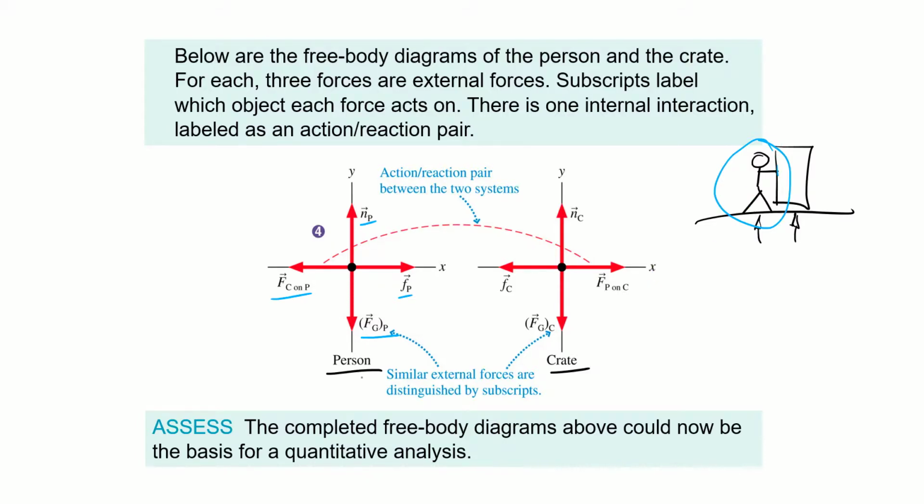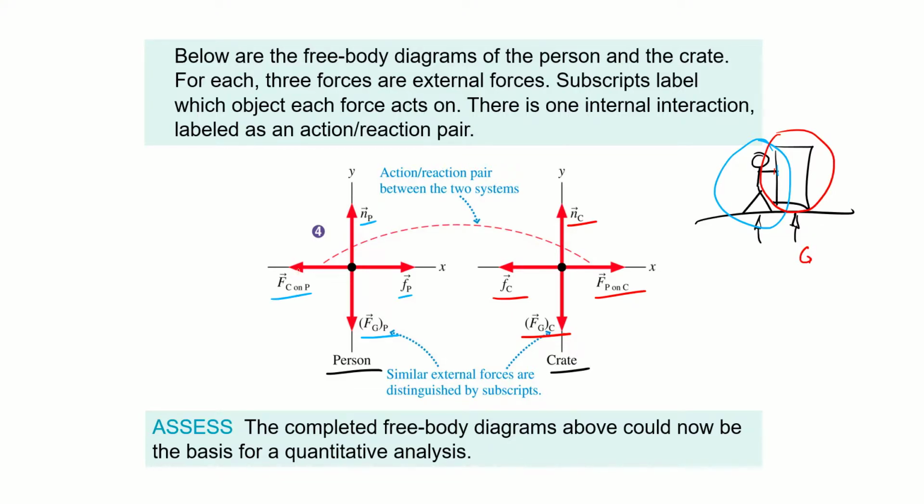We can do the same thing with the crate. If we were to circle the crate, it's touching the ground, so it has a normal force and a frictional force from the surface of the ground on it. It's being pushed by the person, so it has a force of the push on the crate, or the force of the person on the crate. Nothing else touching it. Long range force of gravity, so we have the force of gravity on the crate. Everything here in each individual free body diagram we've already done. It's the same sort of problem-solving strategy we've used in the past.